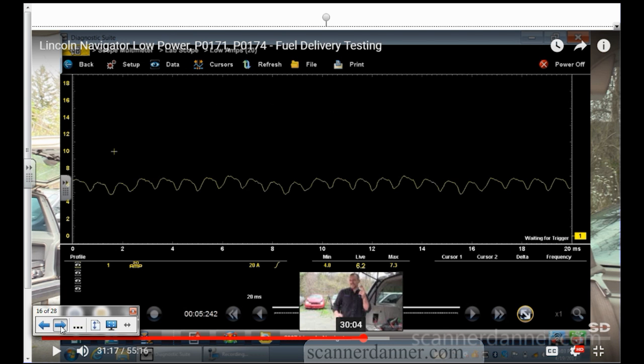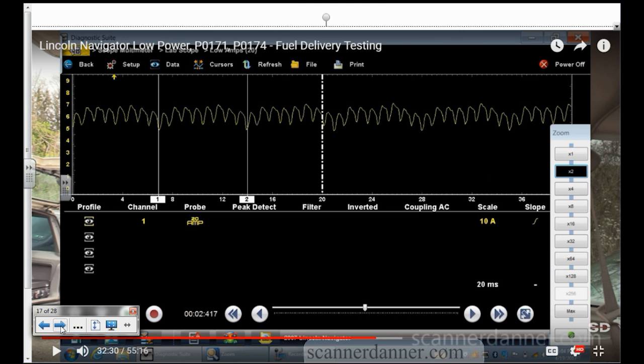This is just a more zoomed in view, and I'm placing my cursors here on what I feel is unique. I can see this low point here, and I see the low point again. This is one rotation of this pump from here to here. Okay, one rotation. What's RPM stand for? Revolutions, rotations per minute.